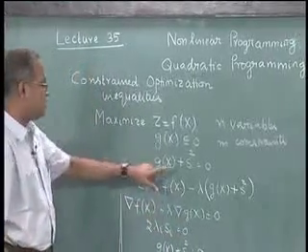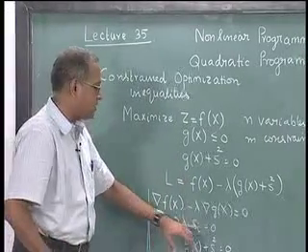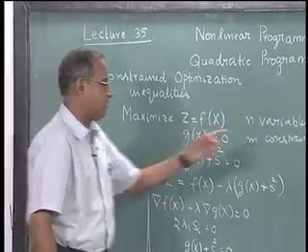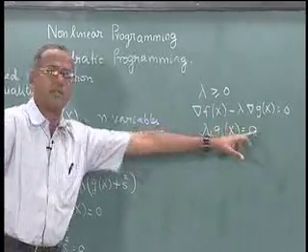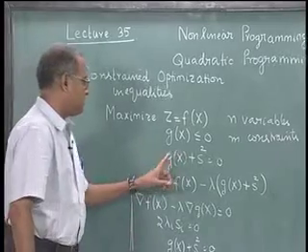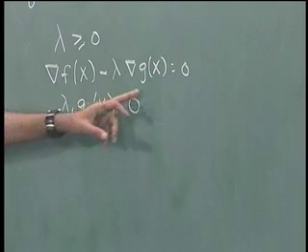Now s is, so this would give us either lambda I equal to 0 or s I equal to 0. So when lambda I equal to 0, we can simply write lambda I gi of x equal to 0. When s is equal to 0, then we get g of x equal to 0. So we can write it as lambda I gi of x equal to 0.